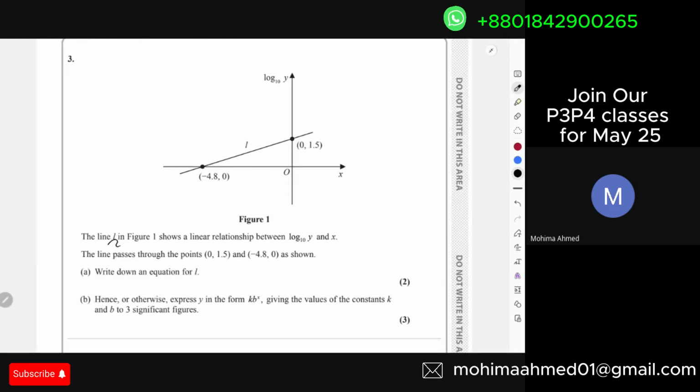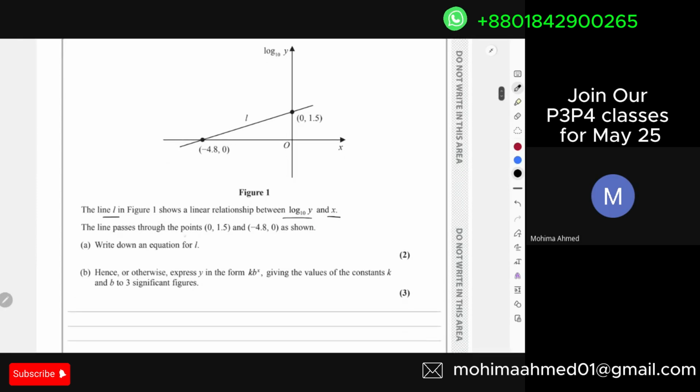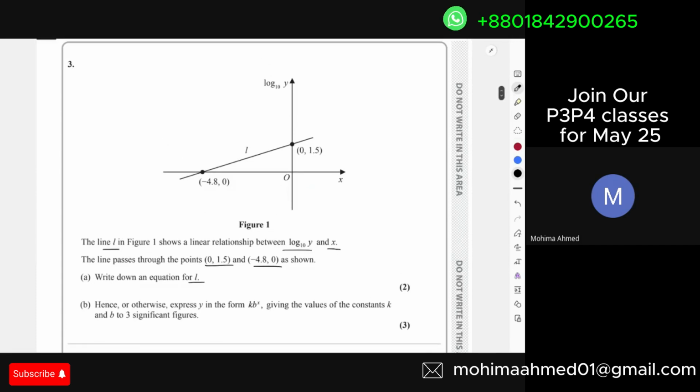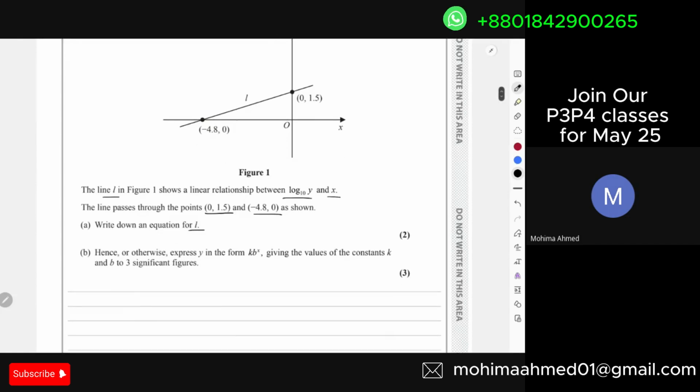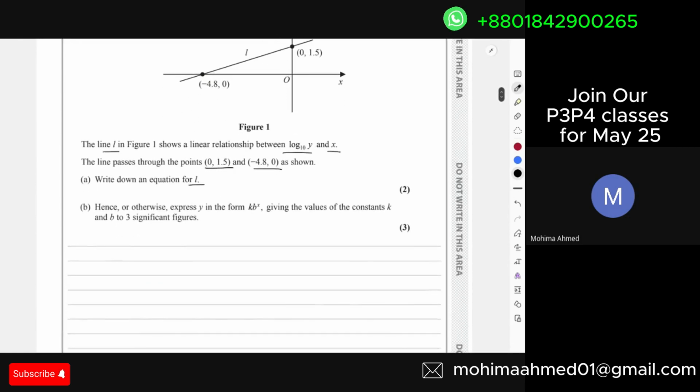I can clearly see that figure 1, L1 shows the linear relationship between log 10 y and x, and I can clearly see they intersect at 2 points, 0, 1.5 and 4.80. So write down the equation for L. Okay, we have the 2 coordinates, so I can easily find out the gradient over here. For the gradient, it will be 1.5 divided by negative 4.8. Sorry, it will be positive 4.8.